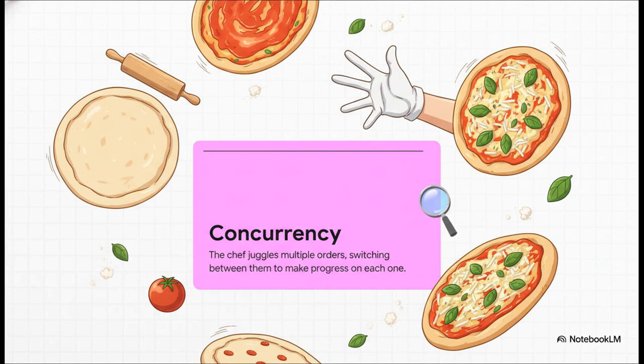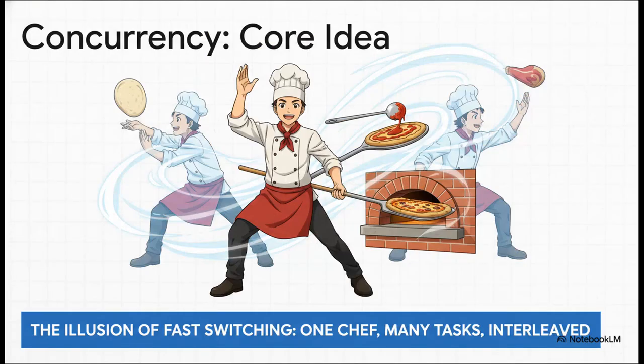Think of our chef as a master juggler now. They aren't truly making 3 pizzas at the exact same instant. Instead, what they're doing is switching between them incredibly fast. They'll roll the dough for pizza A, spread some sauce on B, add cheese to C, and then jump right back to A. It creates this amazing illusion that everything is happening at once and progress is being made on all the orders. Now, it's really important to remember, the key here is that illusion of doing things at the same time. It's all about rapid task switching.